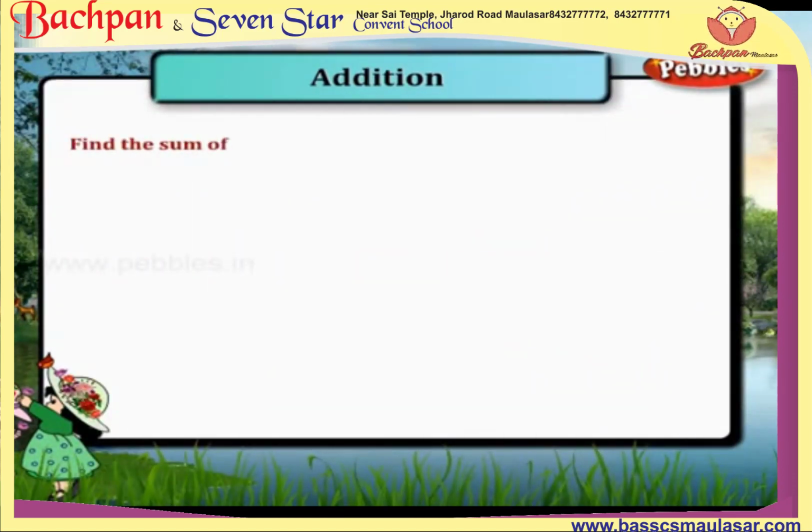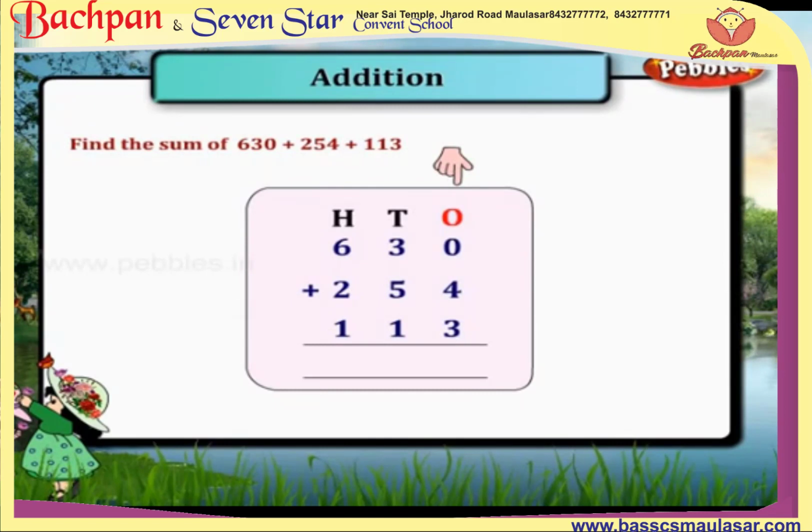Find the sum of 630, 254 and 113. Add the ones. 0 plus 4 plus 3 equal to 7. Add the tens. 3 plus 5 plus 1 equal to 9. Add the hundreds. 6 plus 2 plus 1 equal to 9. So 630 plus 254 plus 113 is equal to 997.